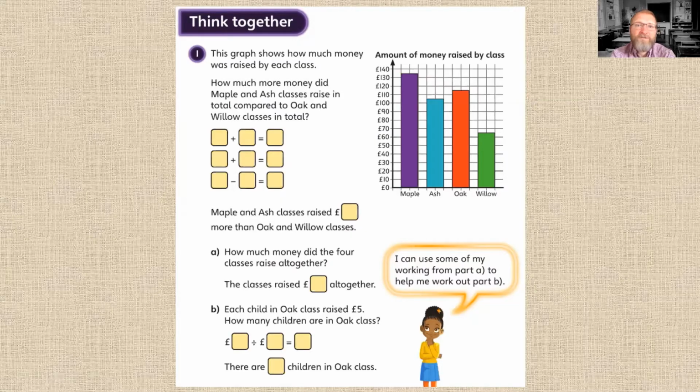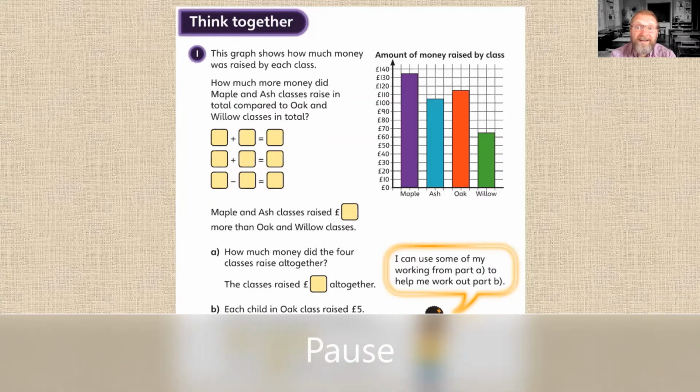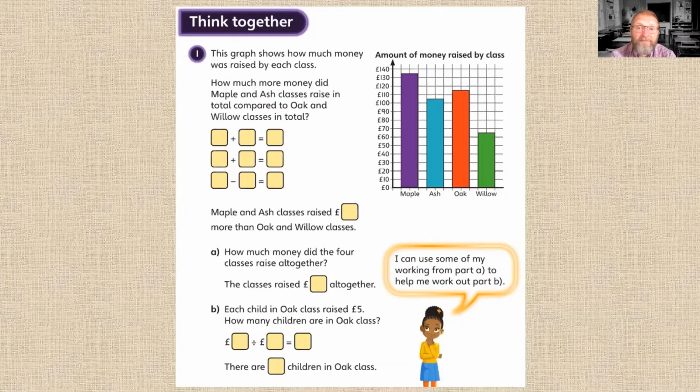Think together. Question 1. This graph shows how much money was raised by each class. How much more money did Maple and Ash classes raise in total compared to Oak and Willow classes in total? Question 1a is how much money did the 4 classes raise altogether? And question 1b says each child in Oak class raised £5. How many children are there in Oak class? Read through the questions and have a go at answering them.